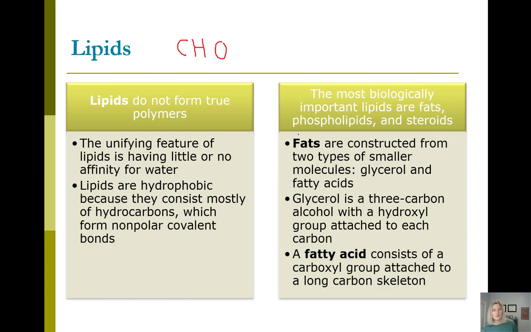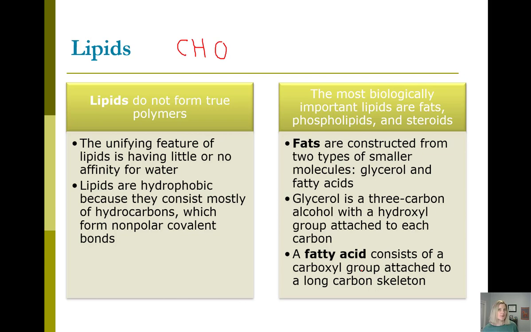So let's talk about fats. So fats are constructed by basically two monomers, glycerol and fatty acids. So I'll show you in a minute what that looks like. But glycerol is basically just a 3-carbon alcohol. Remember, alcohols, they have the hydroxyl group. So it's 3 carbons with a hydroxyl group attached, basically. So that's a glycerol.